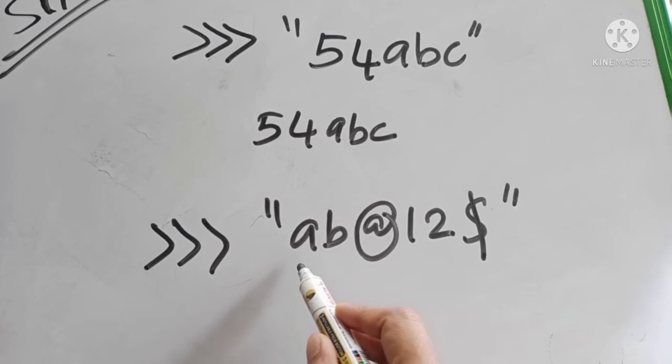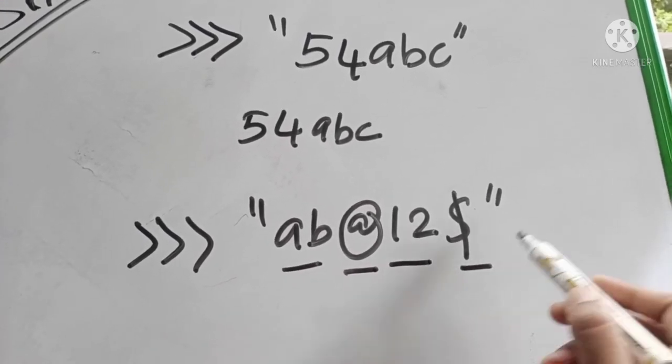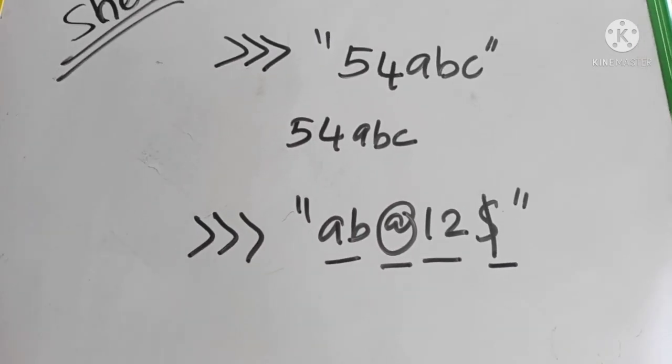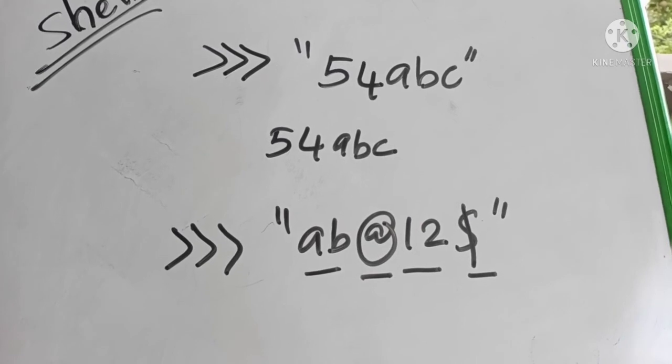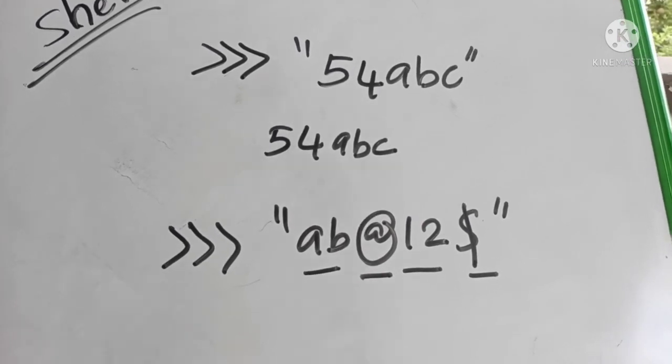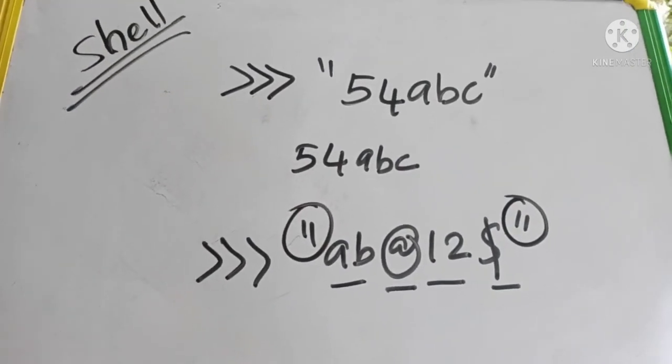Here is another example of a string. You can see the first two are alphabets, the next one is a symbol, the next two are numbers, and here also one symbol. That means a string can be any characters. It can be a mixture of alphabets, numbers, symbols, or whatever it is. The only thing is, it should be enclosed inside the double quotes.